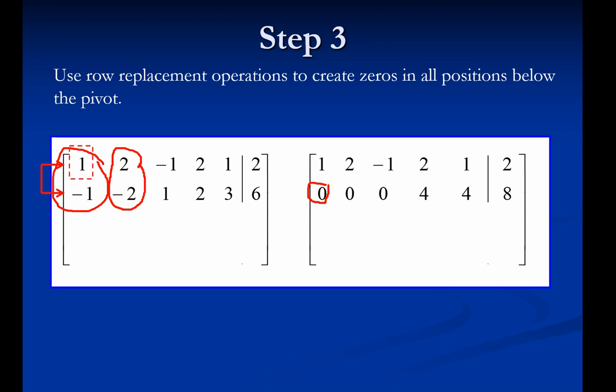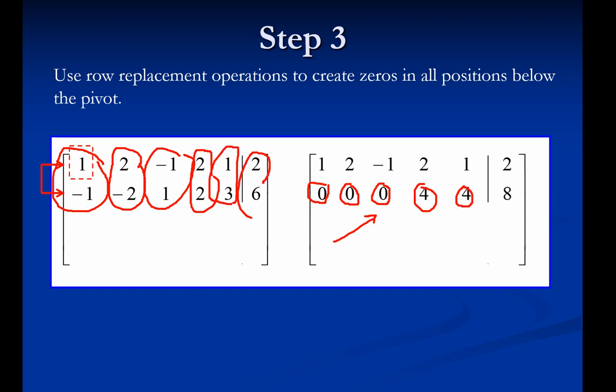Whoa, we have a 2 and a negative 2, and we get a 0. Then we add the negative 1 and the 1, and we also get a 0. So the first 3 entries in the new matrix are zeros. Then we add the 2 plus 2, and we get the 4. And we add 1 and 3, and get another 4. And we add the 2 and the 6 to get the 8.